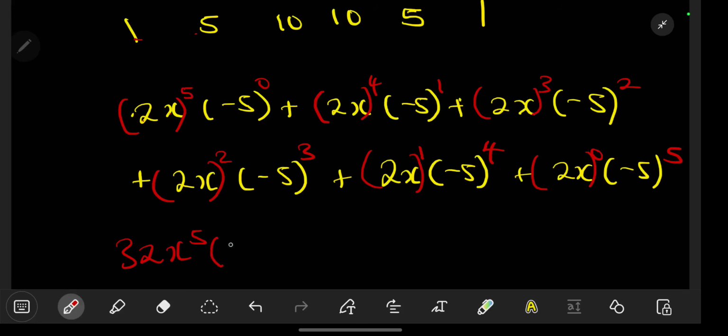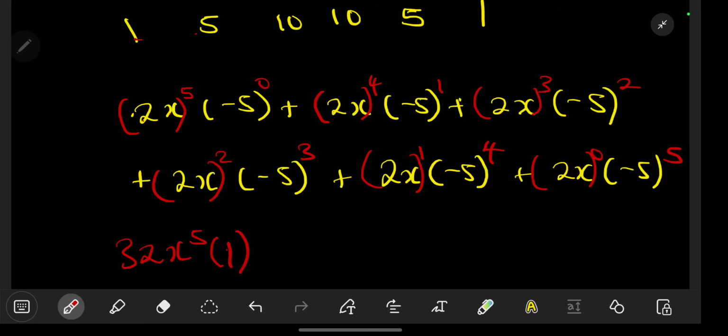Negative 5 to the power 0. Any number to the power 0, provided that it's in brackets, is equal to positive 1. If it's not in brackets, it will be negative 1. So that is the value we are getting there.